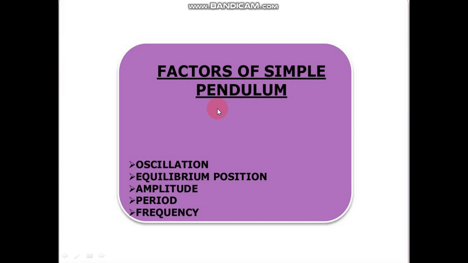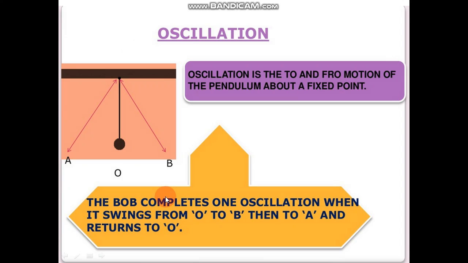Factors of simple pendulum. Number 1, oscillation. Number 2, equilibrium position. Number 3, amplitude. Number 4, period. Number 5, frequency.